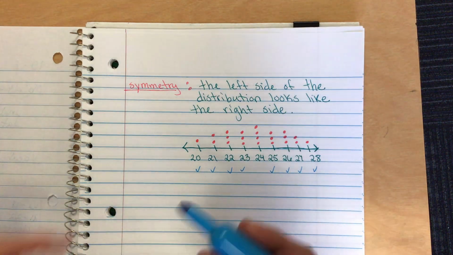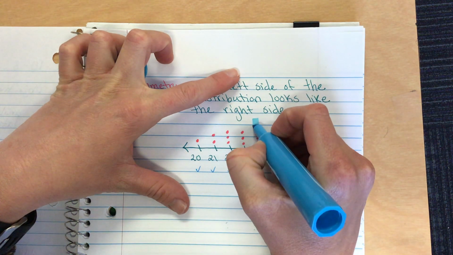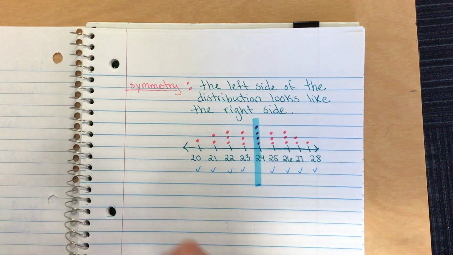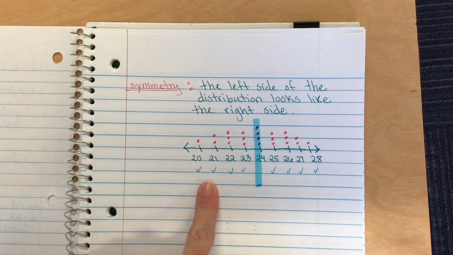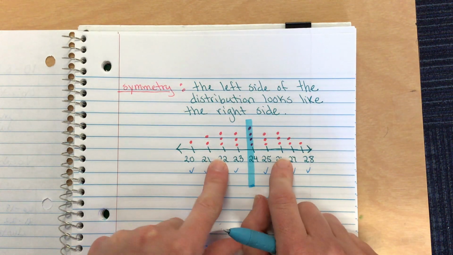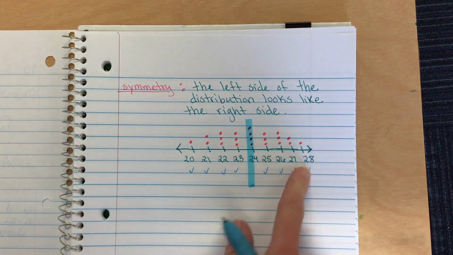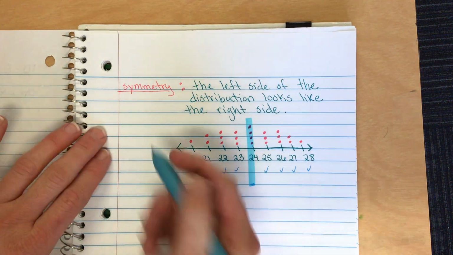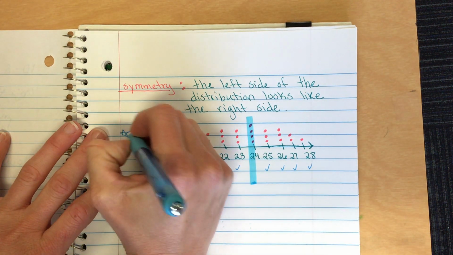So if I were to split this in half, I'm going to take my highlighter and draw a line down the middle. Does the left side look exactly like the right side? Well, I have 3 dots, 2 dots, and 1 dot. It looks exactly the same, so it is symmetrical.